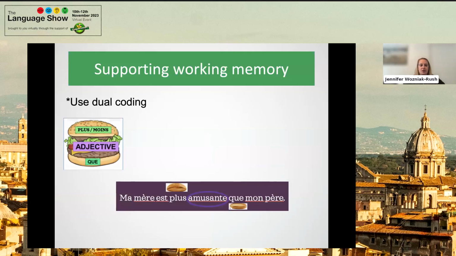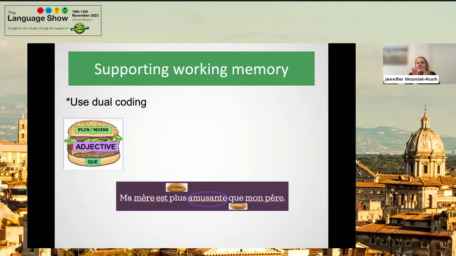Visuals are also useful when teaching grammar, and here is an example that I use when I teach the comparative. So when I teach the comparative, I use a burger. Well, not a real one, obviously, but the picture that you can see. So my bread is my more than. So the top one is going to be either more or less, and the other piece of bread is going to be than.